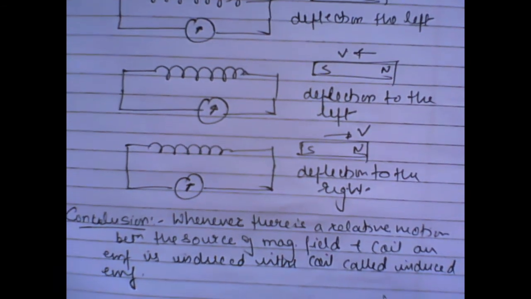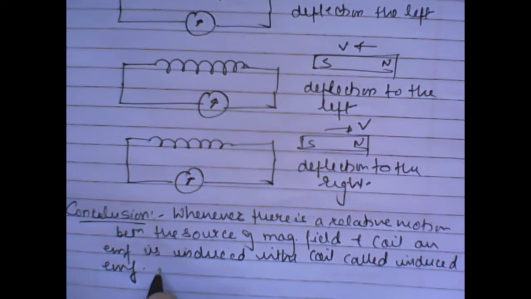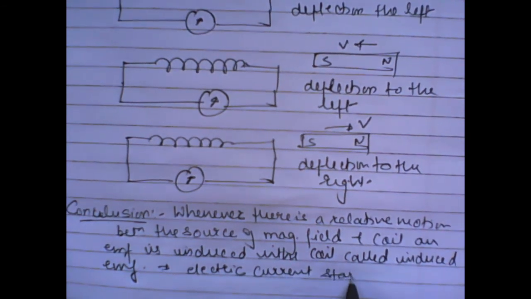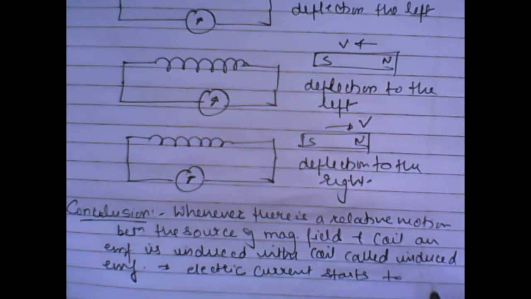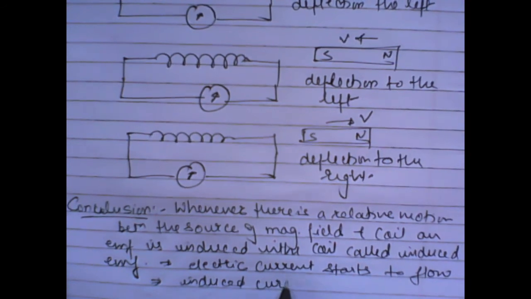Okay. He also concluded that due to this EMF, an electric current starts to flow in the galvanometer because of the induced EMF, and this current is called induced current. This phenomenon is called electromagnetic induction.